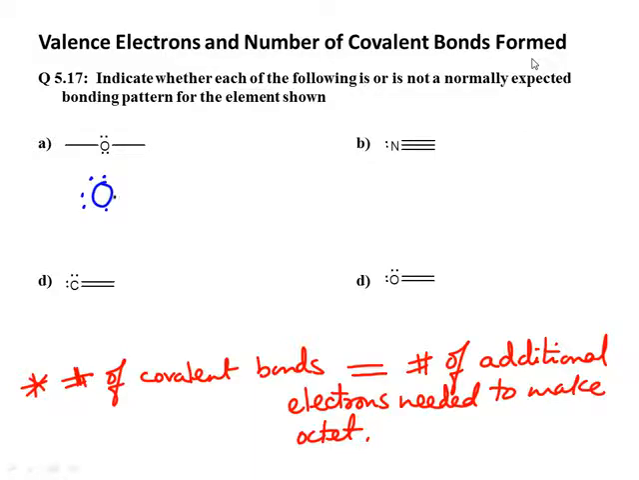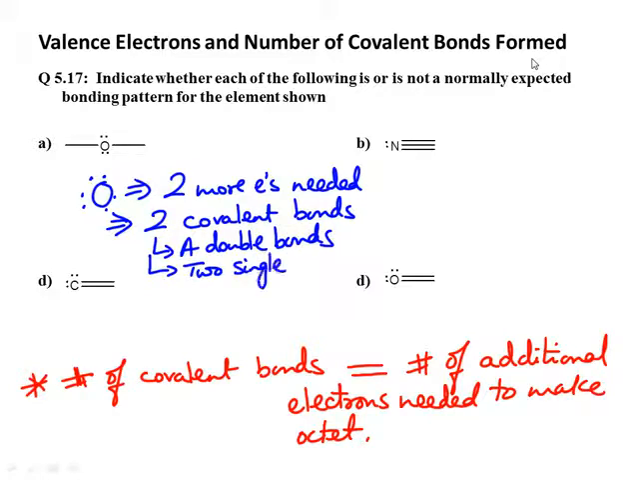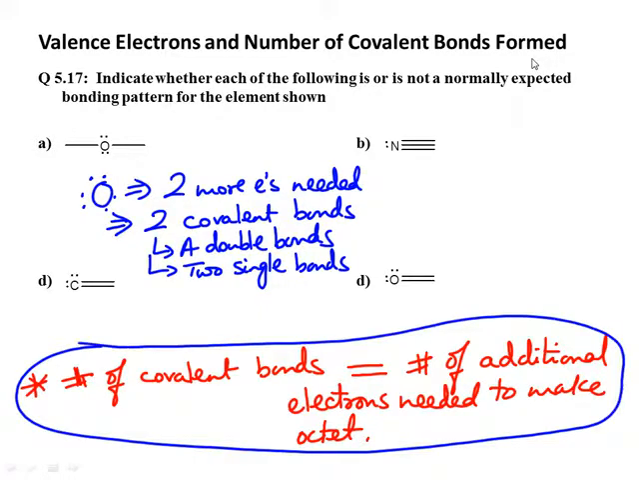In other words, it needs 2 more electrons to complete the octet. If it needs 2 more electrons to complete the octet, which basically means the oxygen atom must make 2 covalent bonds. Now, these 2 covalent bonds can be in any form. In other words, these can be a double bond, that's 2 covalent bonds. Or it could also be 2 single bonds and would also then satisfy its octet. So this is basically what you need to remember in order to answer this question.